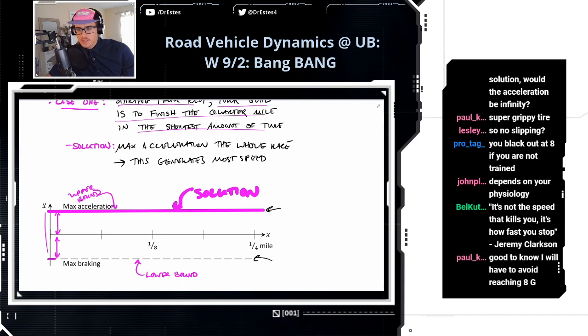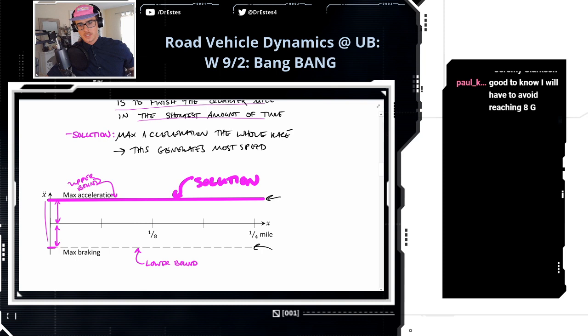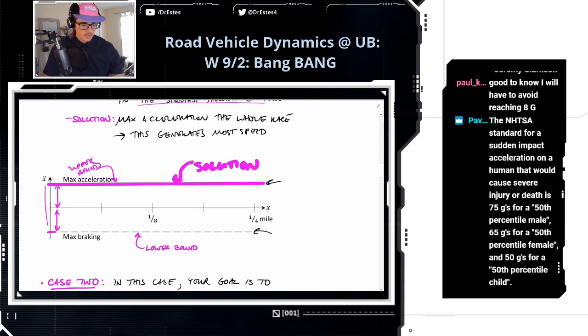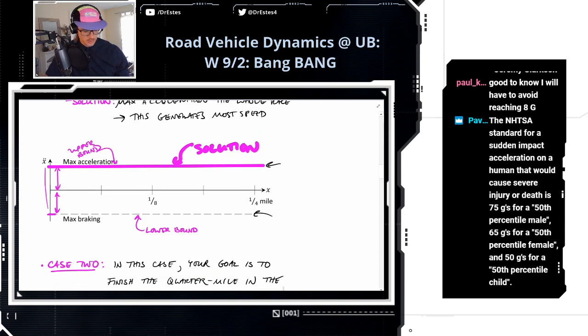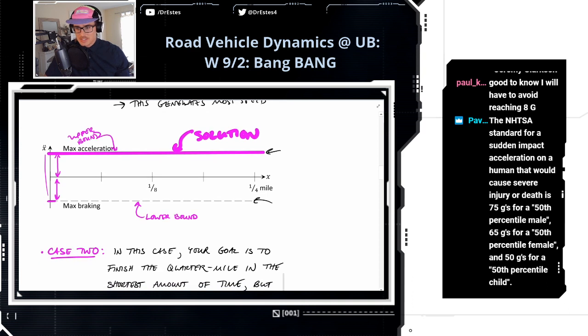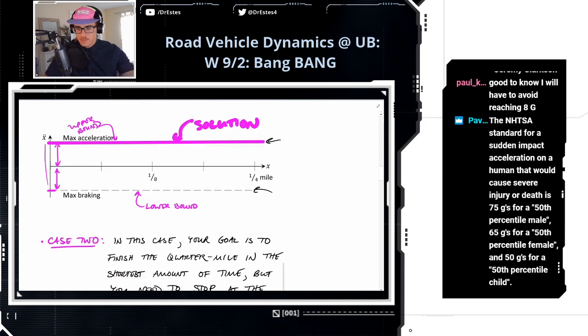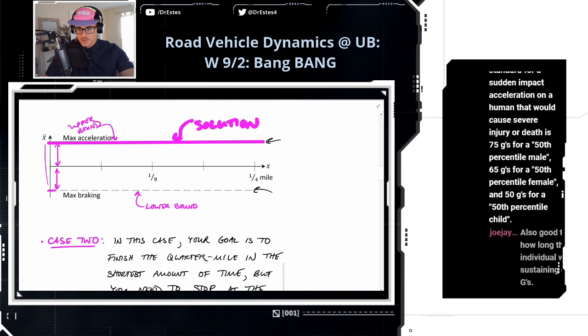It's not the speed that kills you, it's how fast you stop. A quote by Jeremy Clarkson. No, that makes sense, because cars generate much more deceleration than acceleration. Paul says, good to know, I will avoid racing at 8 G's. Good for you. The NHTSA standard for sudden impact acceleration on a human that would cause severe injury or death is 75 G's. 65, wow.